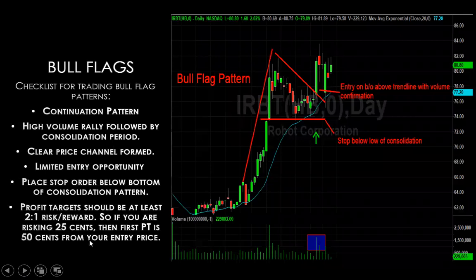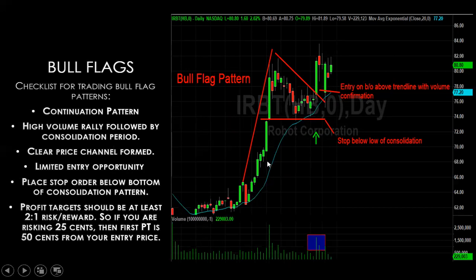Once again, for bull flags we do have a checklist for you guys. I'm going to walk you through step one, or A, B, C, making you a little bit more of a profitable trader, with a little bit more understanding of entries and exits and how to capitalize on this pattern. Now, the bull flag is a continuation pattern. Typically, you want to have a high volume rally followed by some consolidation periods, as explained before.